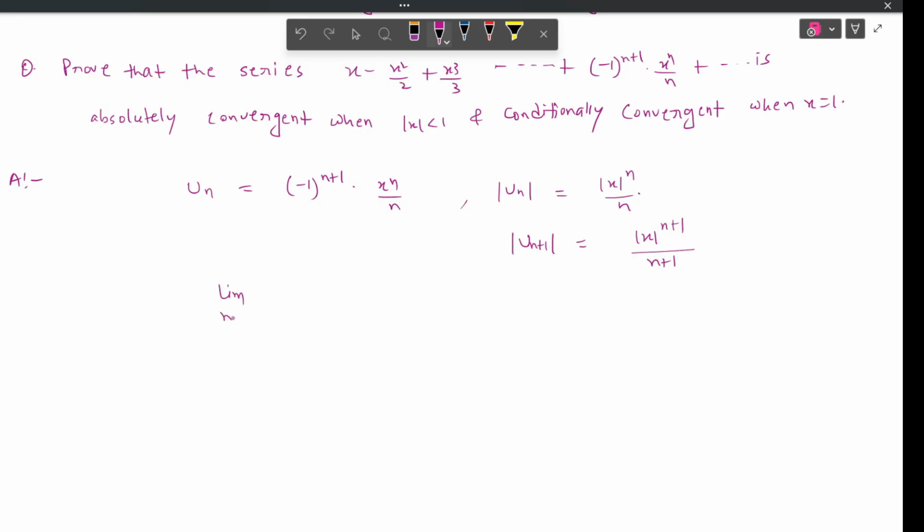If you take limit n tends to infinity, mod of u n plus 1 by u n, it will be n by n plus 1 mod of x, because x to the power n plus 1 by x to the power n, so x to the power n will cancel out, you will have x to the power 1. So limit n tends to infinity, if you divide by n here, you will get 1 by 1 plus 1 by n, this is mod of x. If you put n tends to infinity, it will be 0. So it will be mod of x.